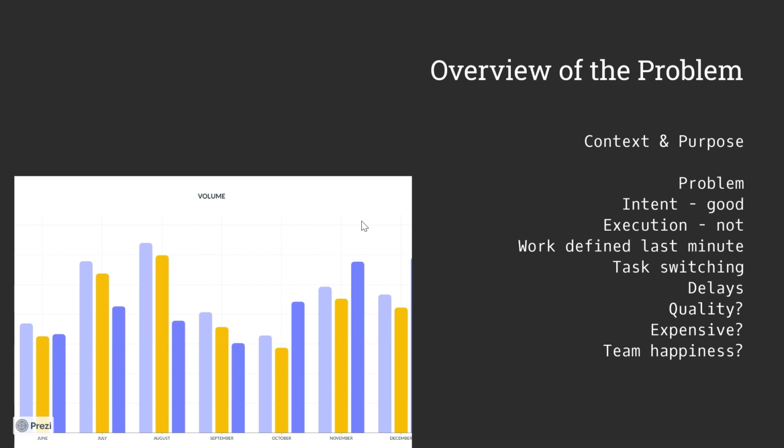Work was defined at the last minute, creating uncertainty in approach and risks of dependencies. There was a lot of task switching going on during each time interval, all leading to delays. Quality was questionable and rework was high and very expensive. Worse, team morale was low with this team of 15.